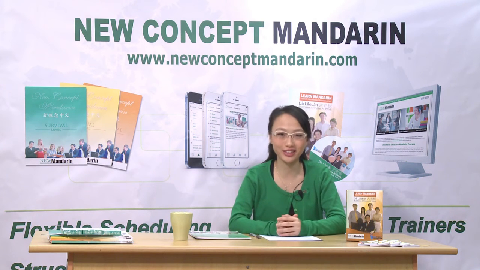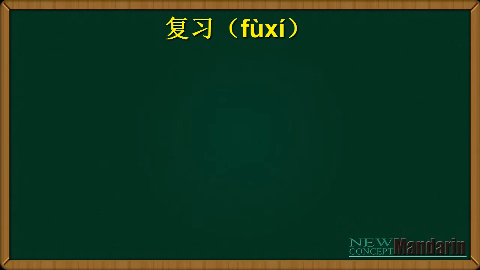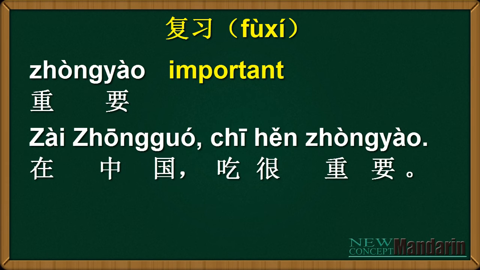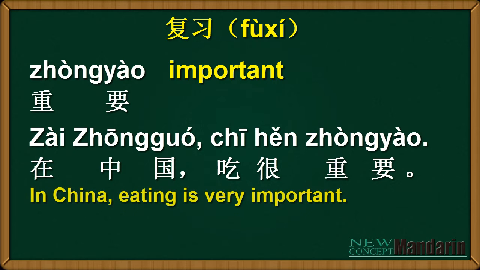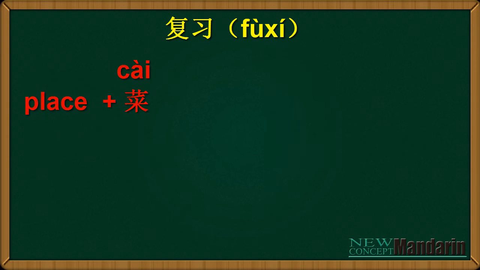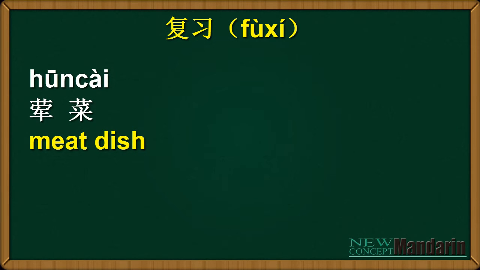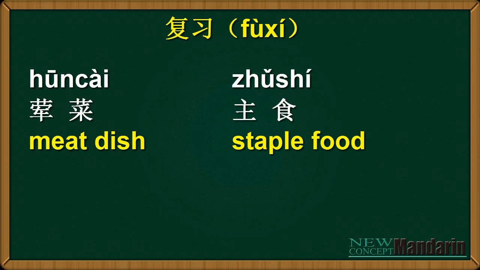好，我们上课，我们先复习复习。第一个词语，the first word is important, 重要。在中国，吃很重要。In China, eating is very important. 我们也学习了 different kinds of cuisines. 中餐、西餐, the two big categories. Then place plus 菜 means different cuisines. 意大利菜、四川菜。然后我们说了荤菜 meat dish, and 主食 staple food.